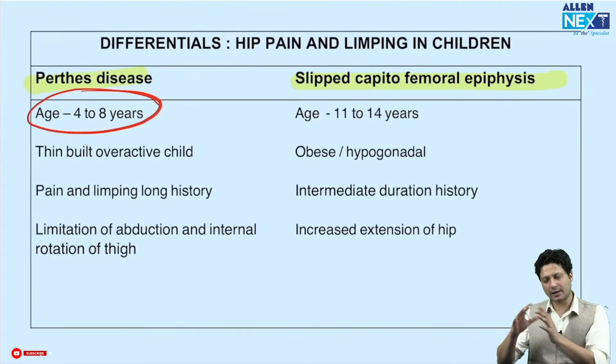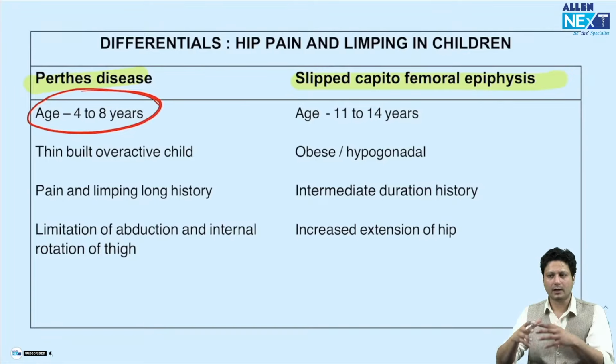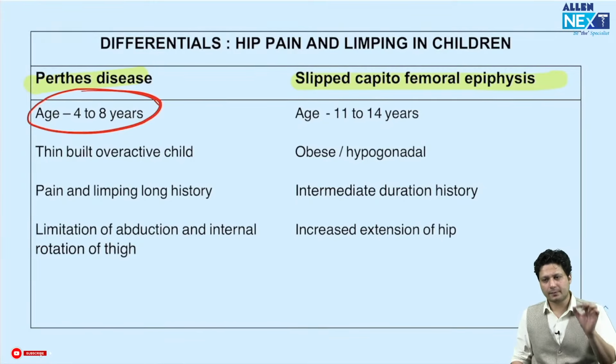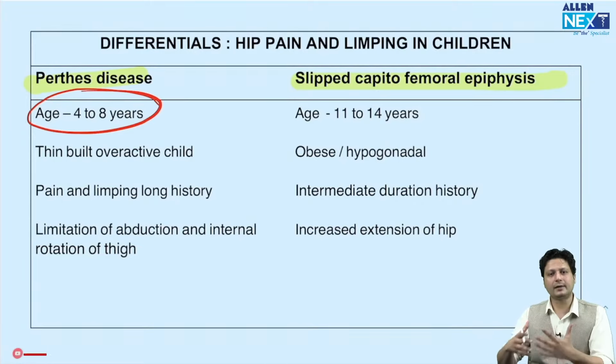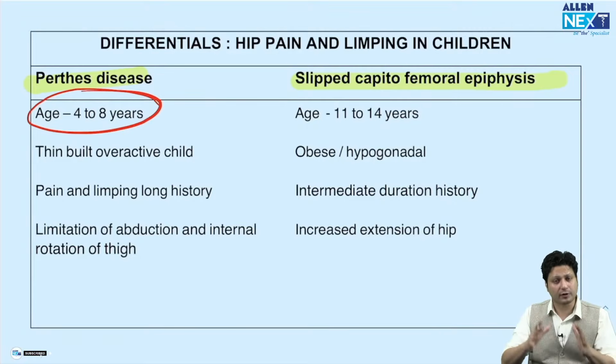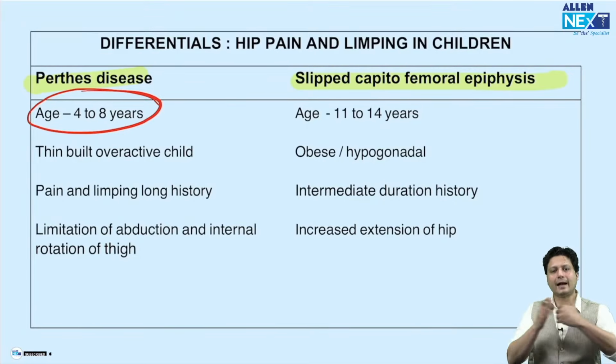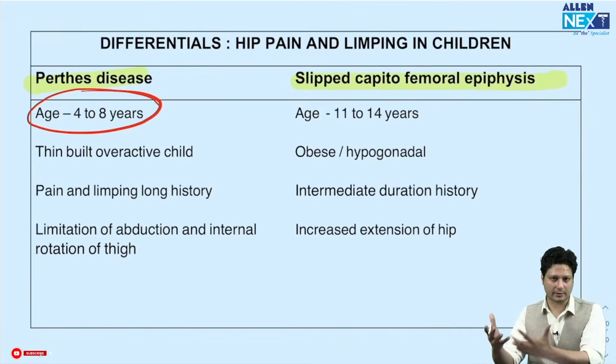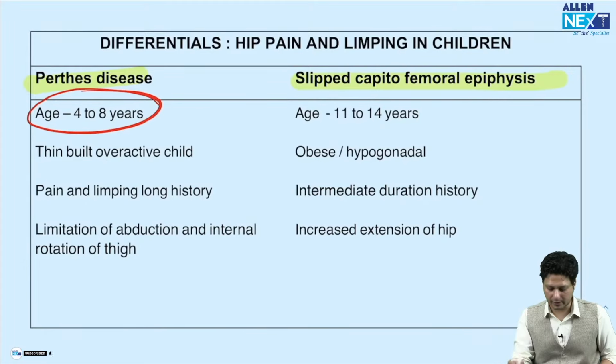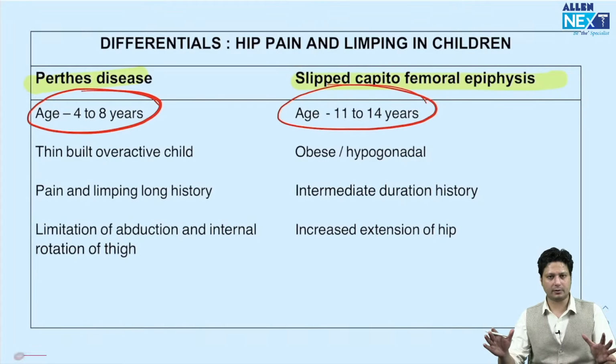So these are the things in this revision program that we are focusing on, that are not on the basis of the day-to-day or regular revisions you are going across. In case of Perthes disease, the age will always be mentioned between 4 to 8 years, while slipped capital femoral epiphysis happens in the pre-adolescent or early adolescent age group, that is 11 to 14 years of age. That will be the first difference between the two.